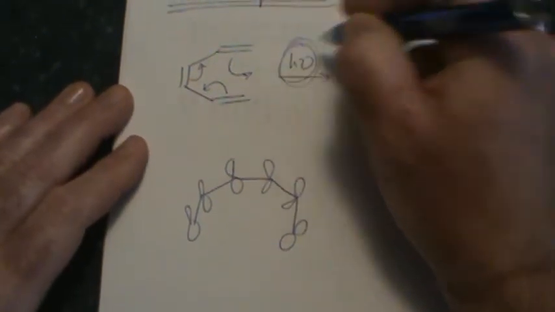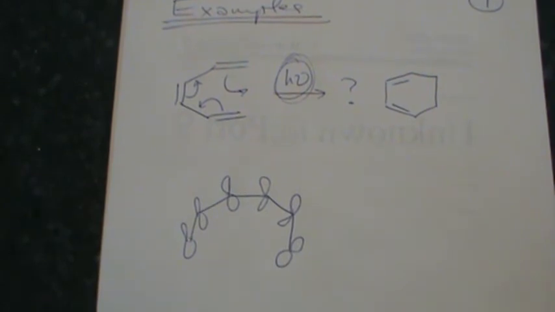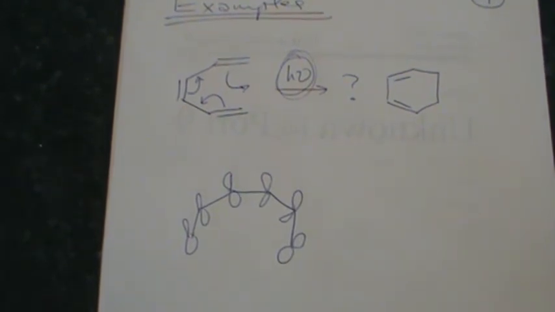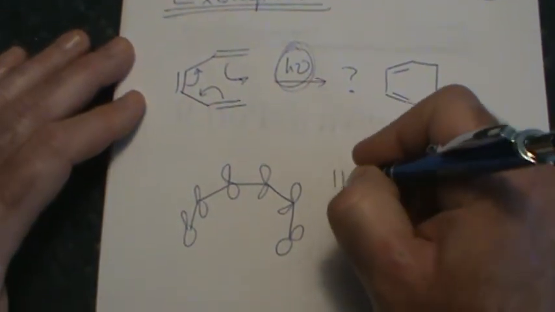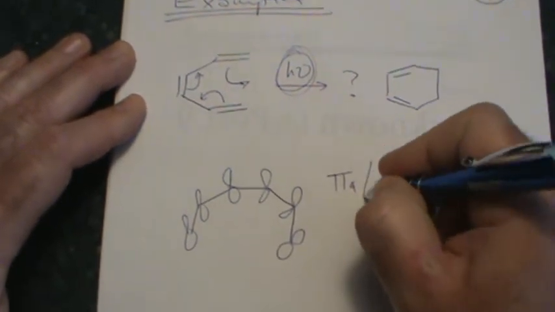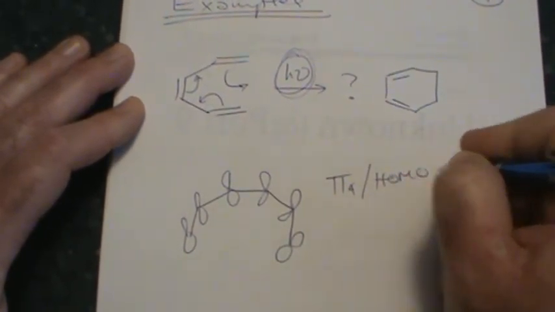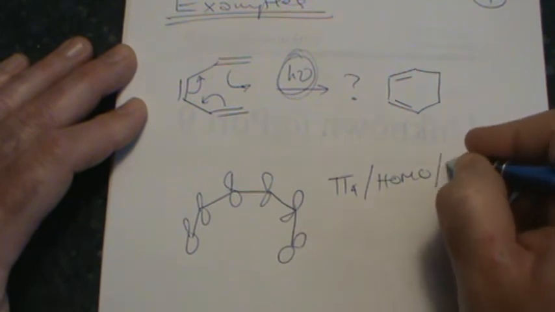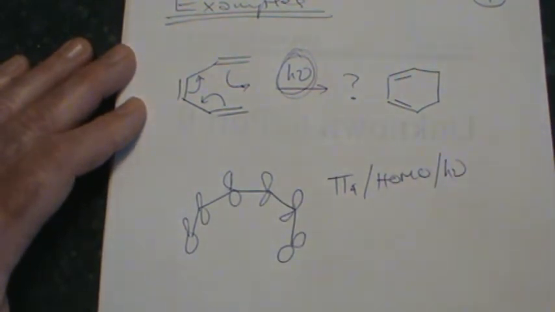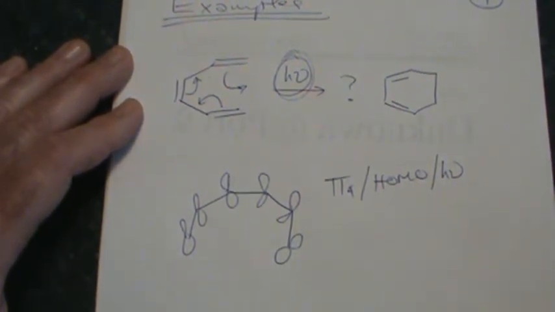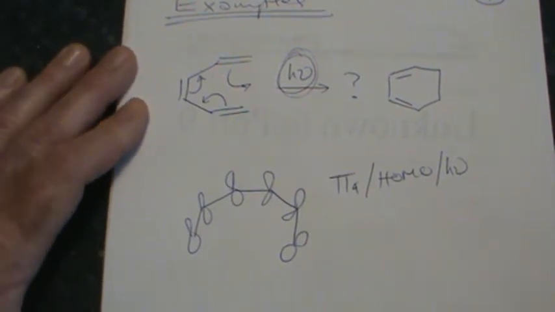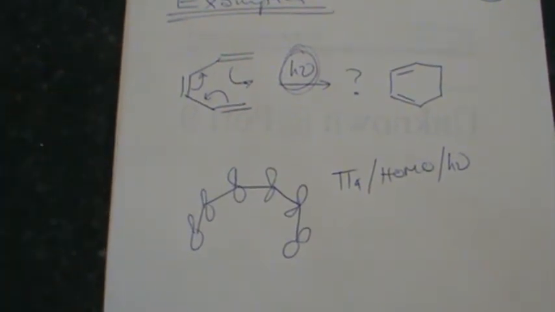But this is photochemical conditions. I promote an electron from pi 3 to pi 4. So pi 4 is the highest occupied molecular orbital under these photochemical reaction conditions. So I need to draw pi 4. Pi 4 would have 3 nodes associated with it.